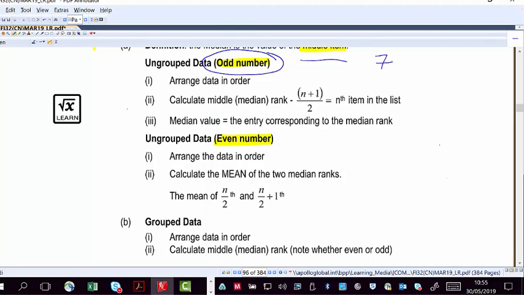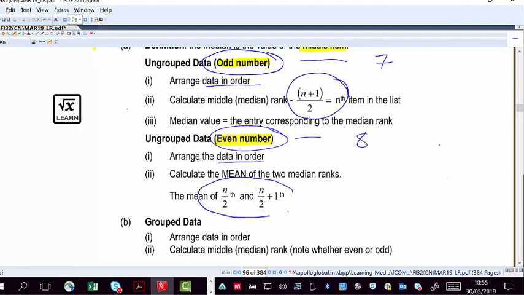So for example, if we have a data set that has 7 items, that would obviously be an odd number. And if we have a data set that has 8 items, that would be an even number. So the first thing that we want to do is arrange the data in order, as we said, from the lowest to the highest point. And then we want to calculate the median or the middle item by using one of 2 methods, depending on whether it is an odd or an even number.